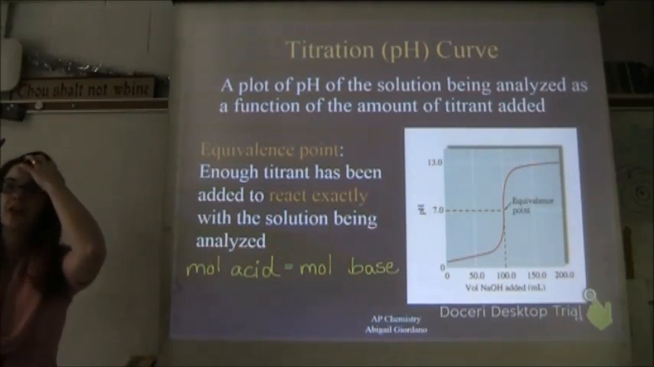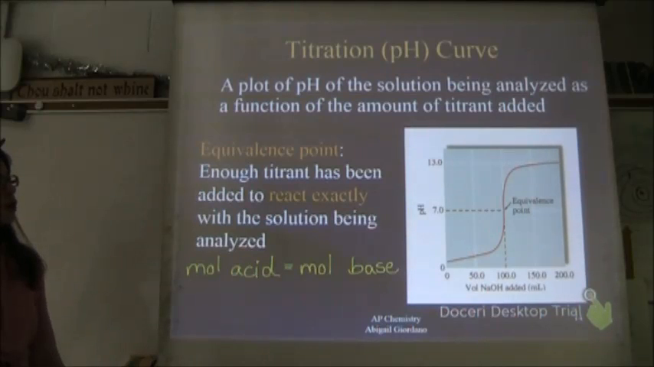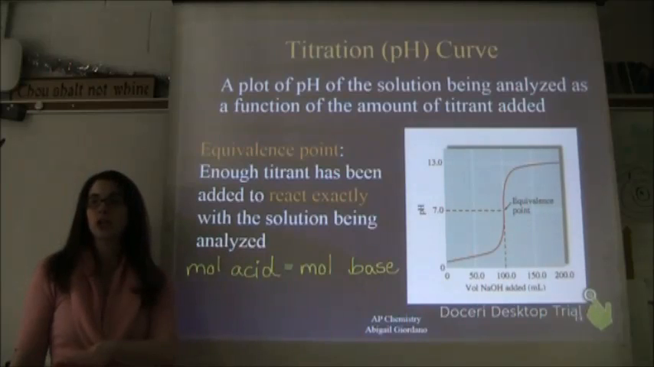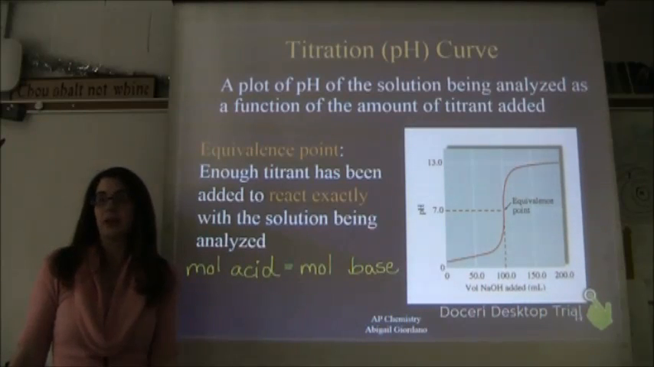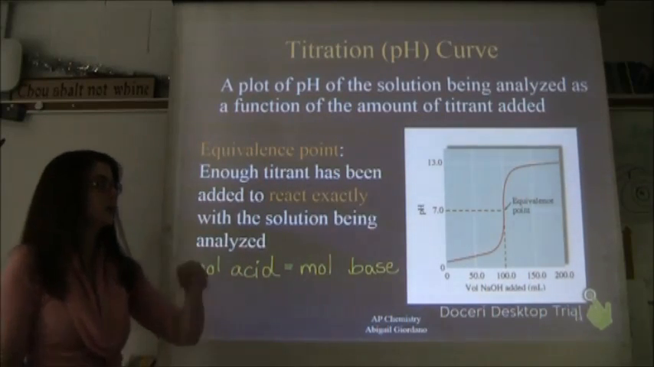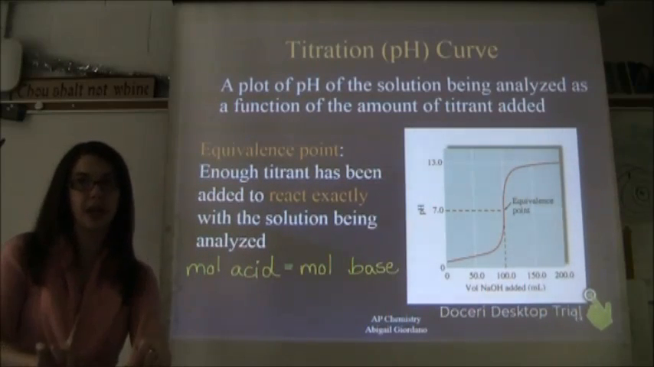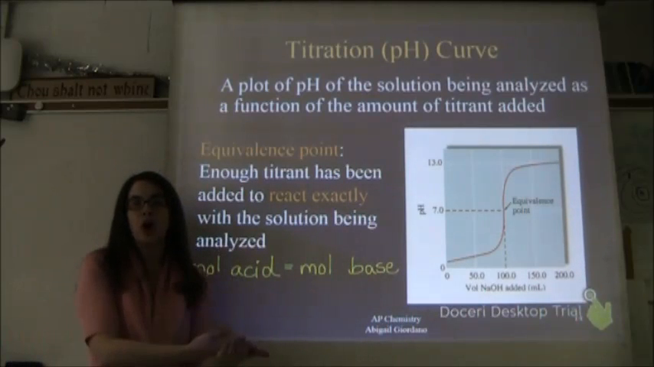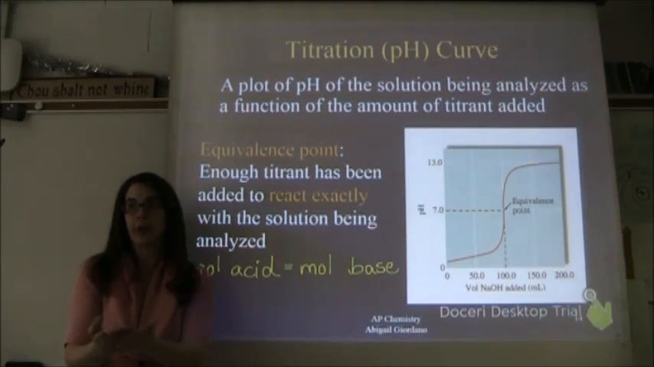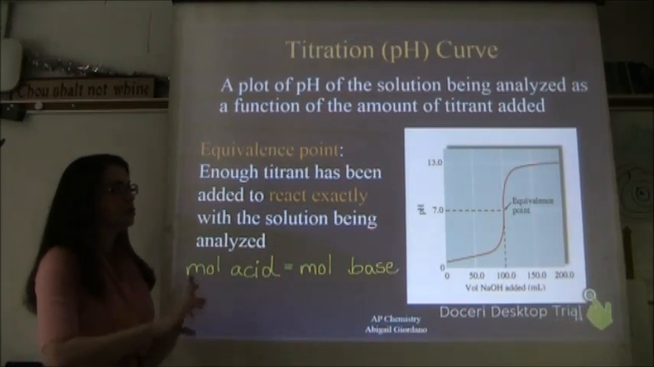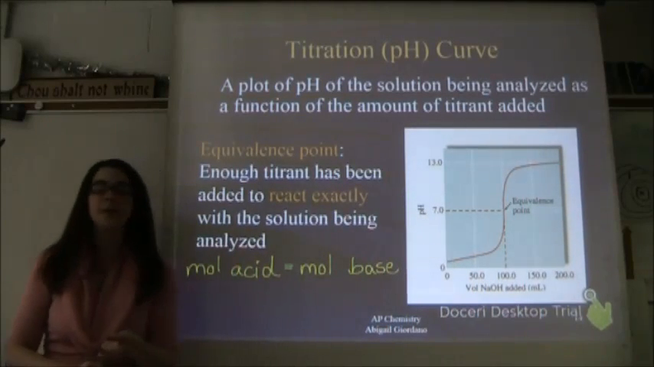And you will notice, guys, on this graph, the equivalence point falls at a pH of 7. Great question. Will it always be at 7? No, it won't. However, if you are doing a titration between, write this down, a strong acid and a strong base, so a strong titration, the pH at equivalence will be 7. Strong acid plus strong base, the pH will be 7 at equivalence.